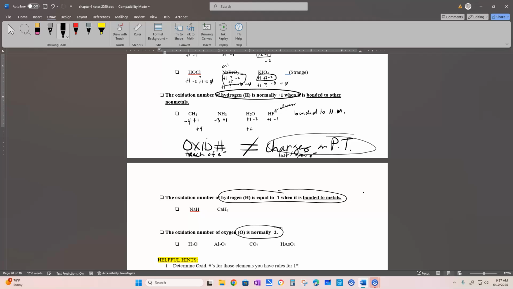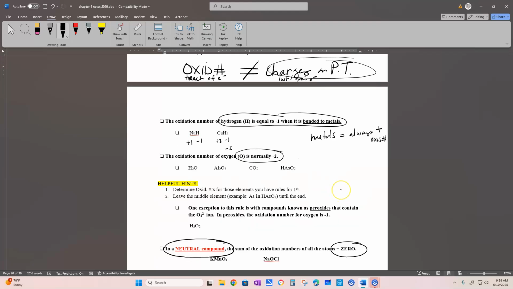Well, what if you actually have a metal instead? That means the hydrogen has to be negative. And why? Because as we said above, metals are always positive oxidation numbers, always. So hydrogen -1, so sodium has to be +1. Hydrogen -1, 1 times 2 is -2, so calcium has to be +2.